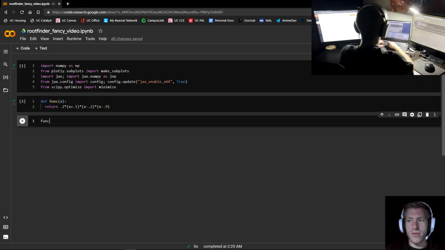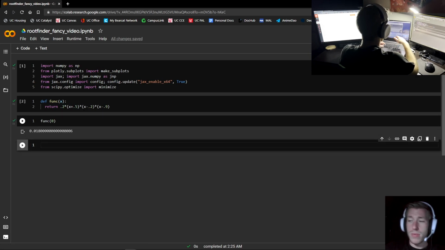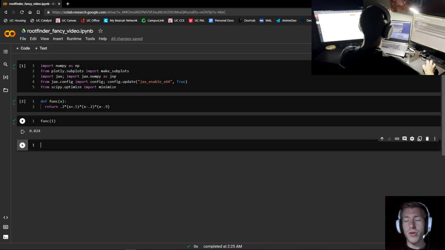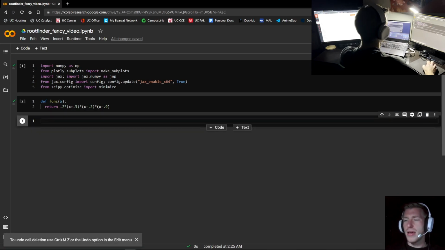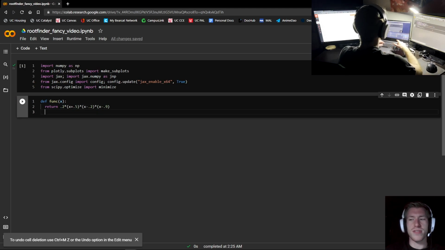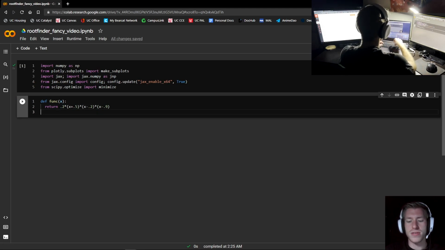So yeah, if we just run func, if I say 0, what will I get? Okay, pretty small number. What about 1.24? That works for me. So now, just to show you what it looks like, so I can explain the methods visually and have it actually make sense.